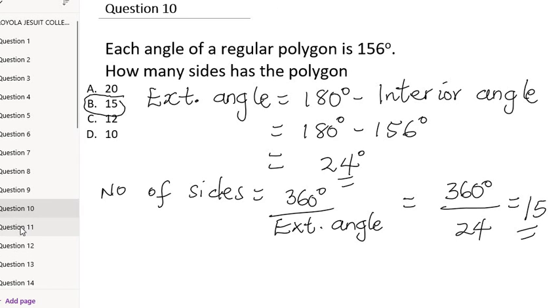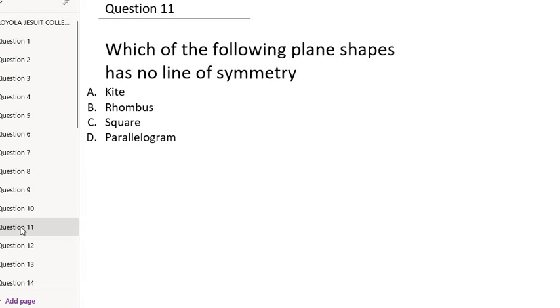Question 11. Which of the following plane shapes has no line of symmetry? I don't need to solve this. The right answer is D, parallelogram.